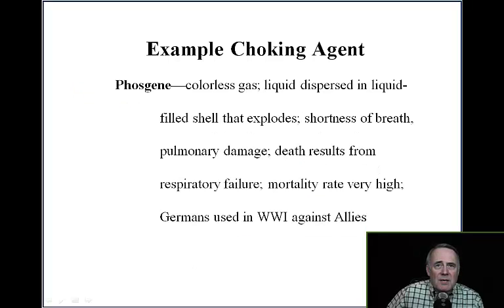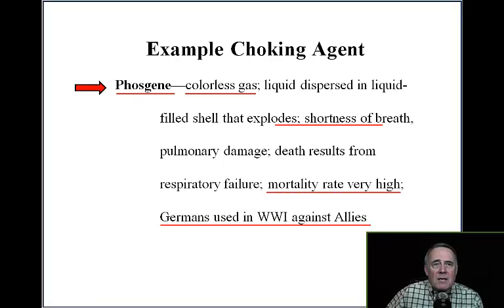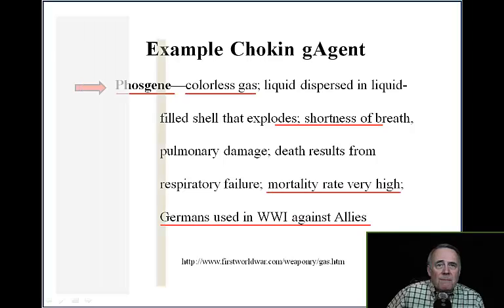The last example of this category is another choking agent called phosgene. It's a colorless gas, dispersed as a liquid in a liquid-filled shell that explodes. It causes shortness of breath and pulmonary damage, and death results from respiratory failure. Mortality rates are very high. Germans used it in World War I against the Allies.